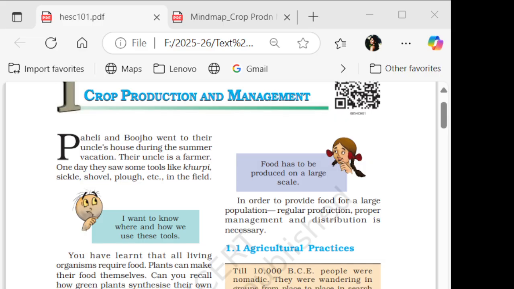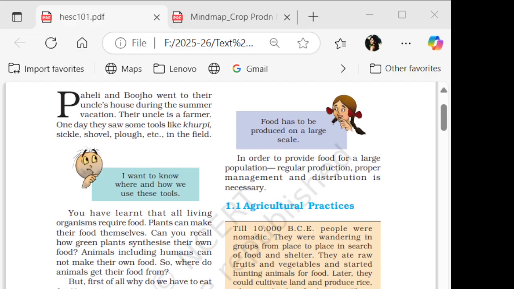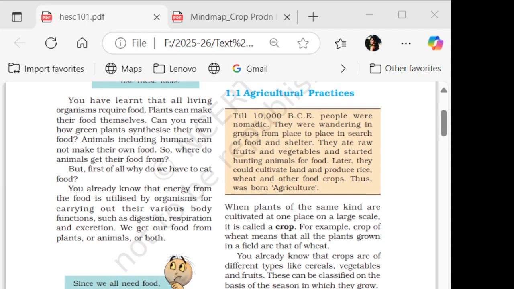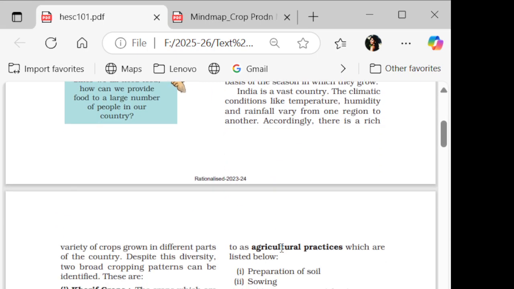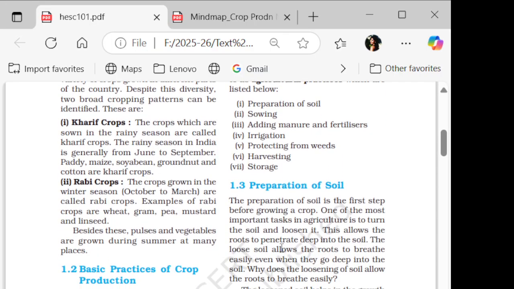Now, what is a crop? When plants of the same kind are cultivated at one place on a large scale, it is called a crop. Okay, plants of the same kind cultivated at one place on a large scale. Now there are two types of crops. One is kharif crop, second is rabi crop.